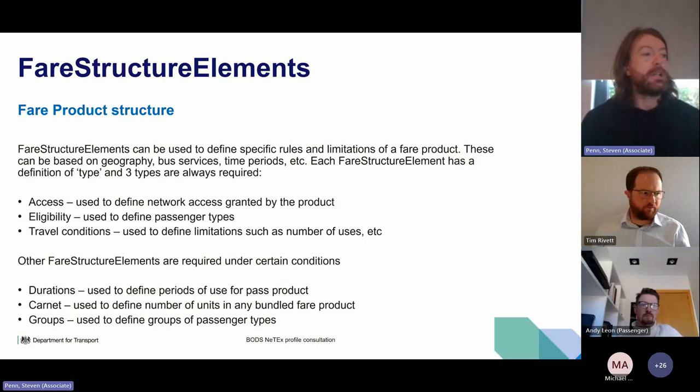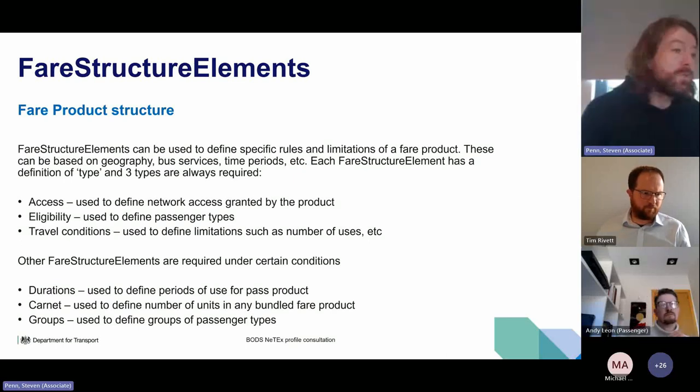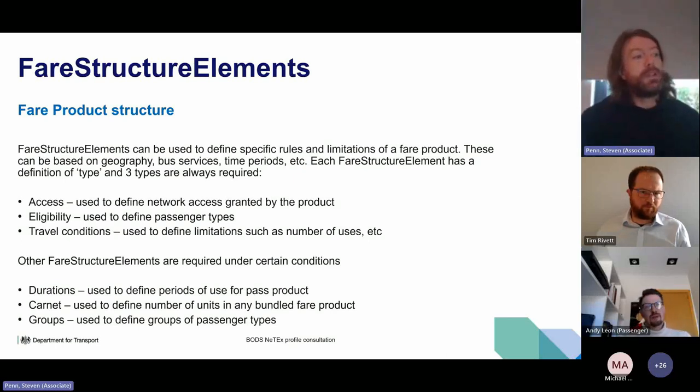We have a carnet fare structure element. Oh, it's actually called carnet units, but for simplicity, I've called it carnet. So that's a very simple fare structure element used to define the number of units in any bundled fare product. And then we have groups as well, which is where you group together the user types that you've already defined in the eligibility fare structure element. So we'll be looking for those elements in the validation process.